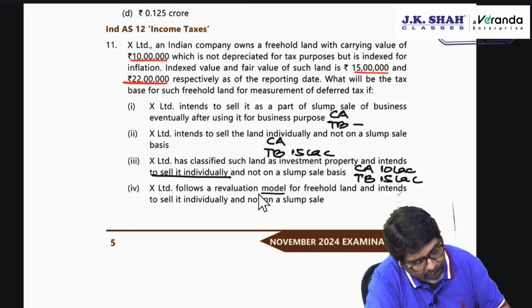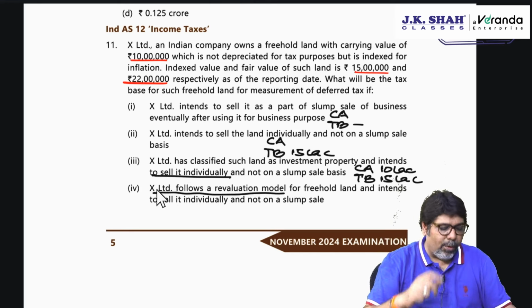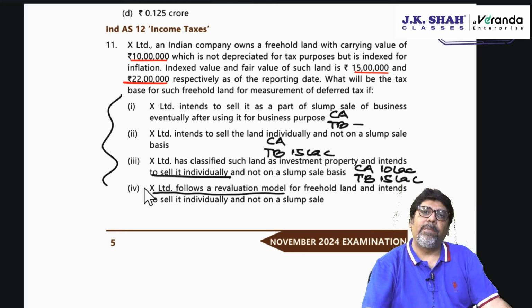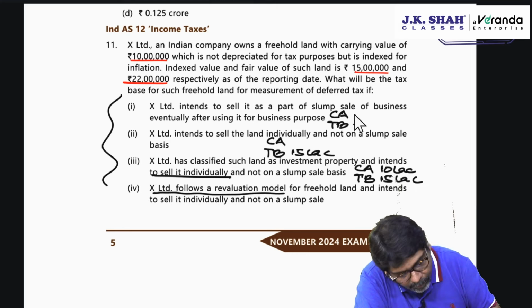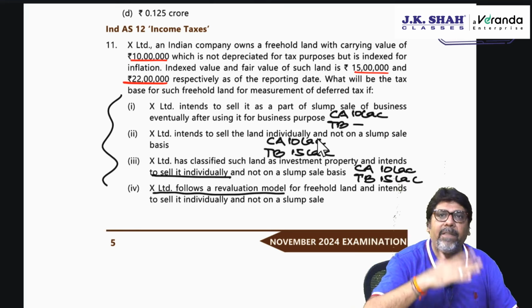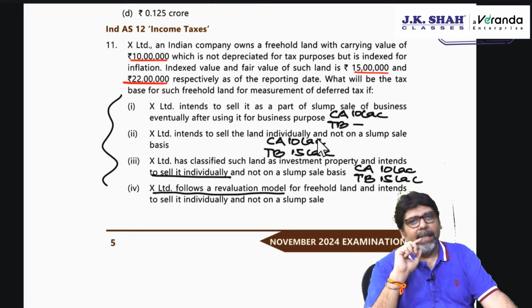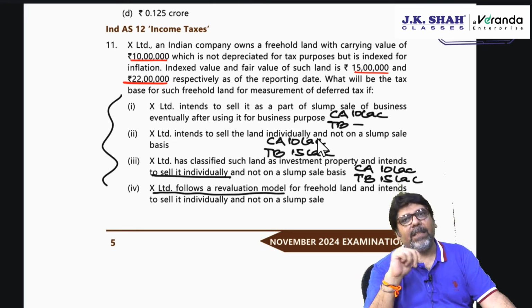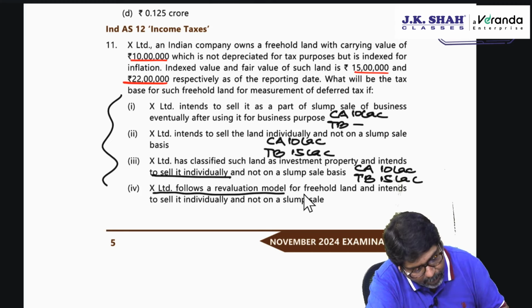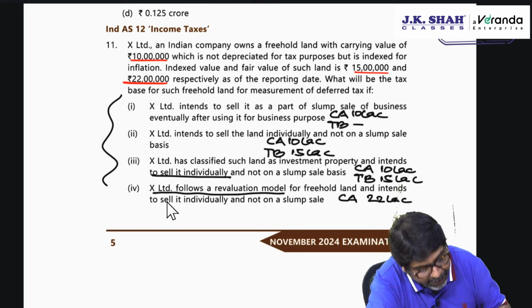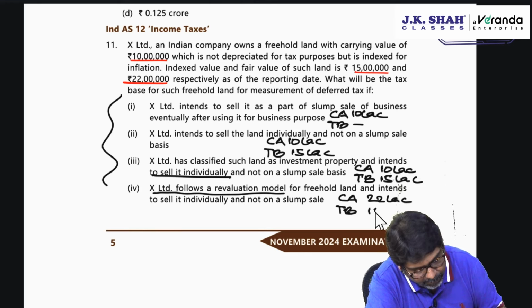X follows a revaluation model. It is told in the fourth case that it follows the revaluation model. So in cases 1, 2, 3, we can very well assume that they have followed the cost model. So in all the cases, if they have followed the cost model, it would be 10 lakhs. However, you can take a different assumption, but I feel since they have told it's a revaluation model implicitly in the last situation, in the previous situations they would have assumed the cost model. Revaluation model for freehold land, therefore carrying amount will become 22 lakhs and intent to sell it individually, therefore tax base is equal to 15 lakhs.